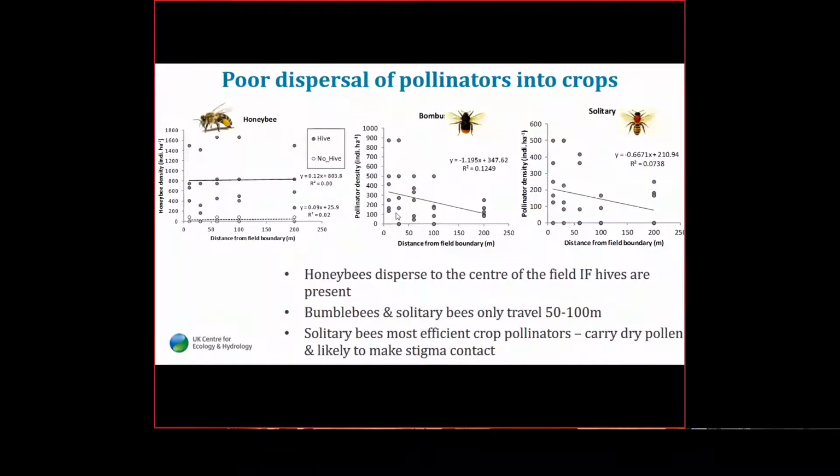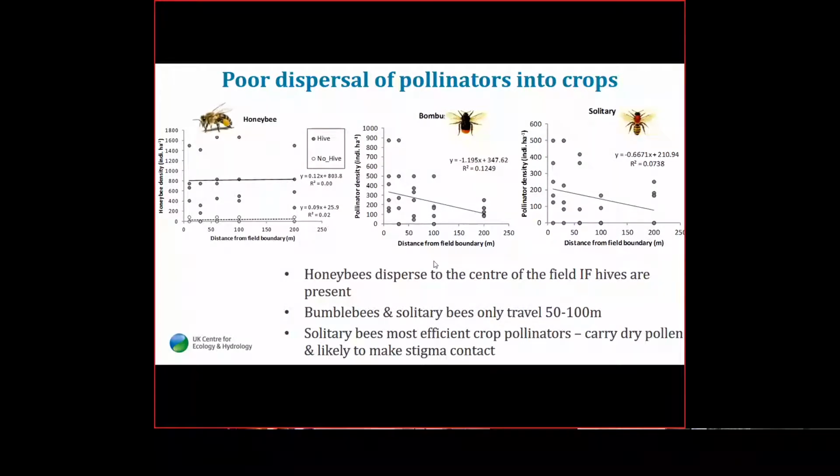And then when you look at the wild pollinators, bumblebees, solitary bees, it's noticeable that their dispersal ability is much less, and they tend to fall off after around 80, 90, 100 meters into the crop. They're not traveling as far.